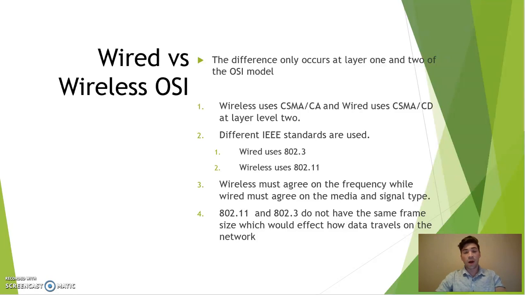Another difference is wireless needs to agree on the frequency that data is going to be sent, while wired has to agree on the type of media and the signal type. 802.11 and 802.3 also don't have the same frame size. That can affect how fast traffic is able to travel on that specific network in regards to wired versus wireless, because the frame sizes are different.